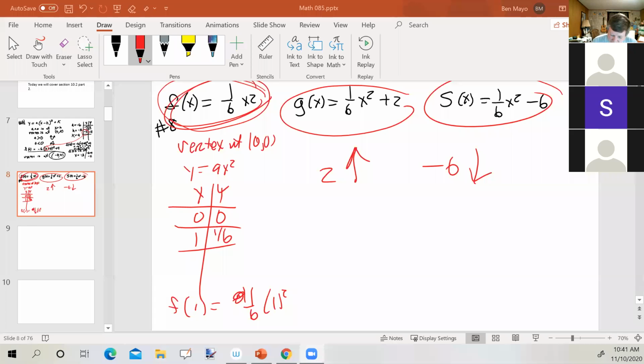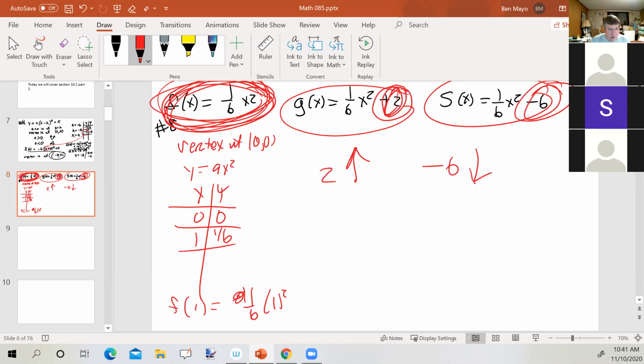Going back to this, here you're going to move it up 2, here you're going to move it down 6. So once you've established where that graph is, you just create the new graph by moving everything up 2 units, and then the other new graph by moving everything down 6 units from that original.